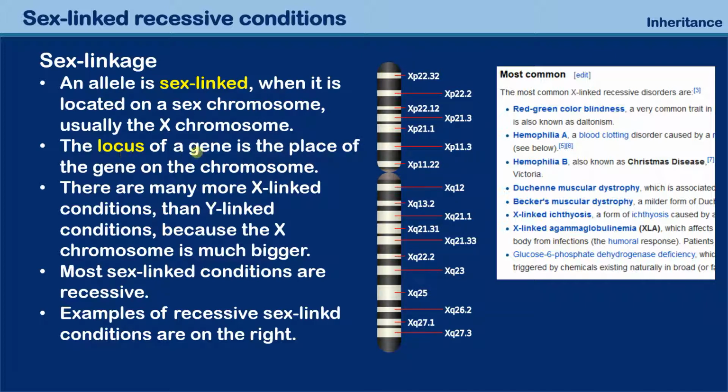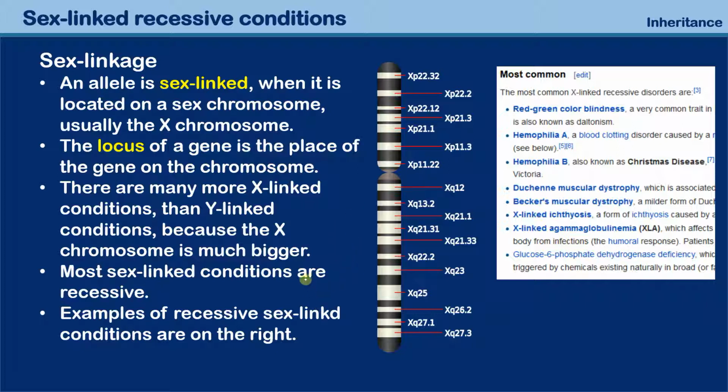And the locus of a gene is its place on the chromosome. So if a certain gene is found on the X chromosome, then it is considered to be sex-linked. It is also possible that there is sex linkage in relation to Y chromosomes, but this is rather rare because the Y chromosome is quite small and the X chromosome is so much bigger. There are many more genes which can be found on the X chromosome. Therefore, there are also many more conditions and diseases which can be passed on over the X chromosome.